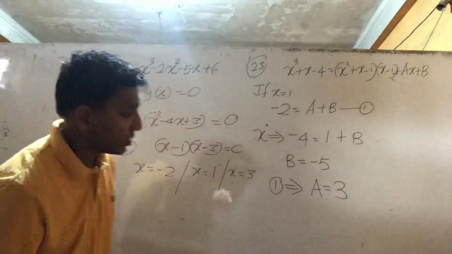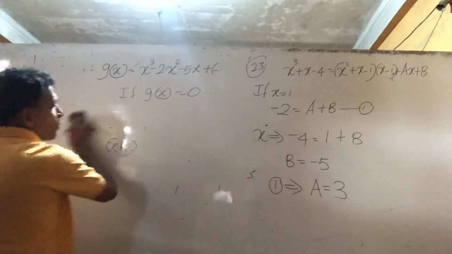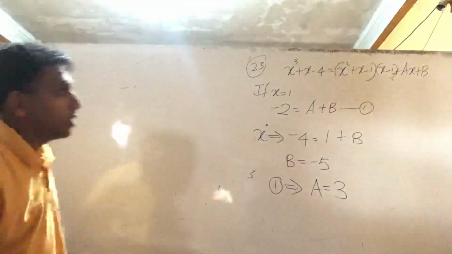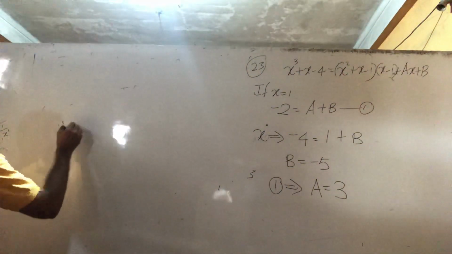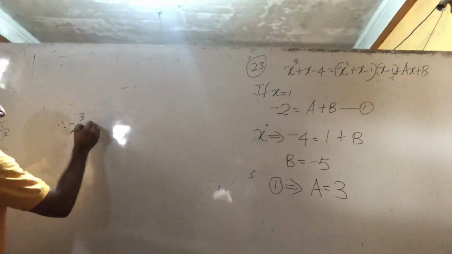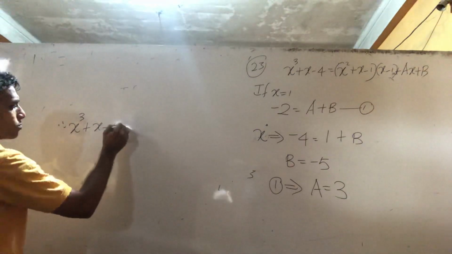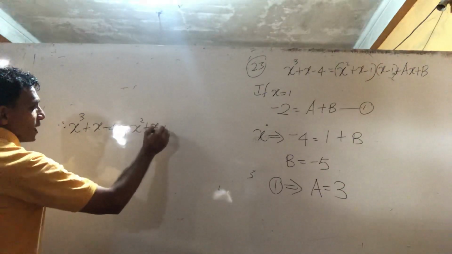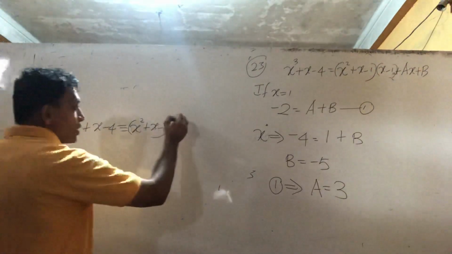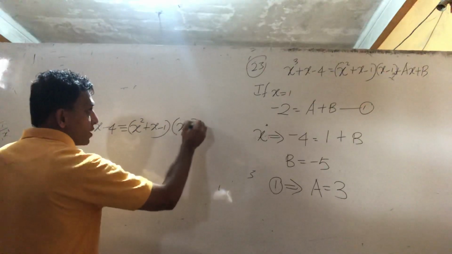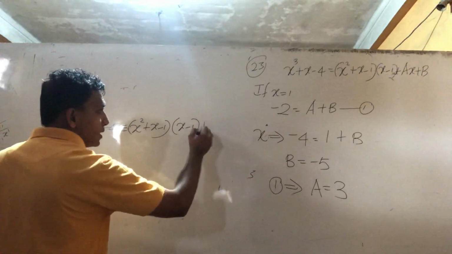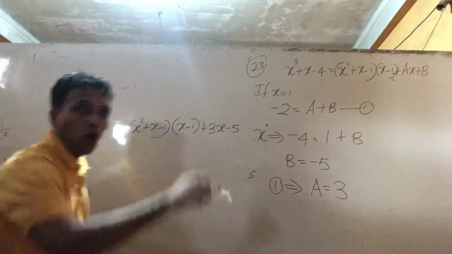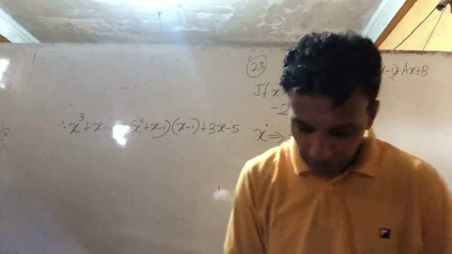A equals 3, right? Therefore now we write the polynomial. Now complete the answer, write it. Therefore x cube plus x minus 4 equals (x square plus x minus 1)(x minus 1) plus a for 3x, b for minus 5, right? This long polynomial, after we find the a and b values.